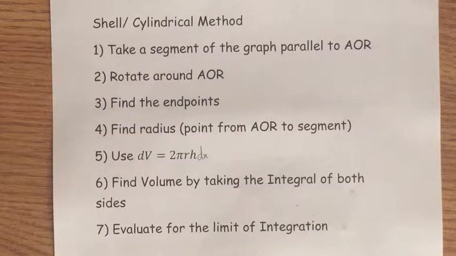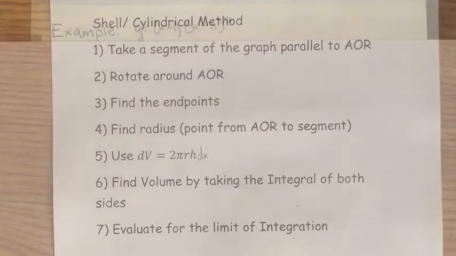Second, you would rotate it around the axis of rotation. Third, you would find the endpoints. Fourth, you would find the radius, and usually it's from the point of rotation to the segment itself. And then you would use dV equals 2 pi r h dx, where r is the radius, h is the height, and dx is the width of the segment. Next, you would find the volume by taking the integral of both sides. Then you would evaluate for the limits of integration. Okay, so now let's do some examples.